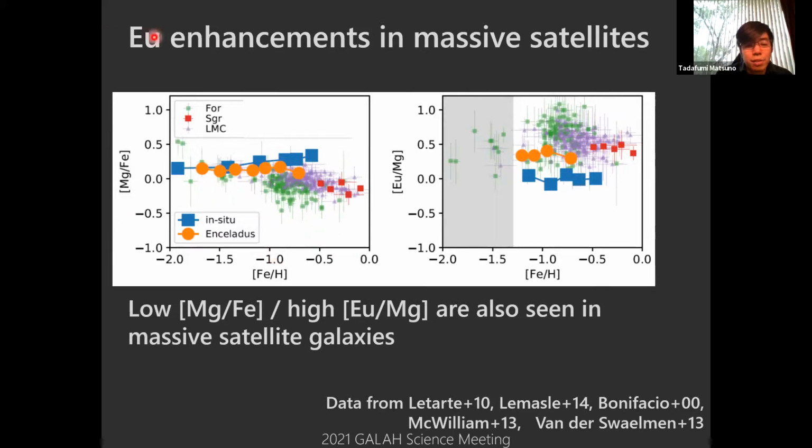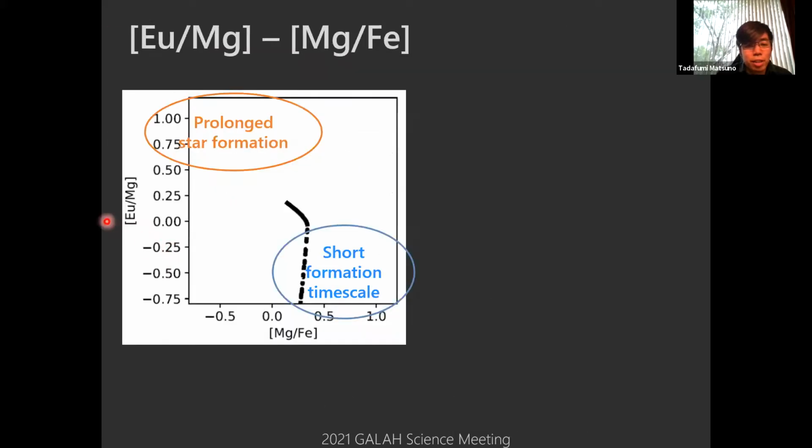So we now put these 5 systems into one figure here: europium over magnesium and magnesium over iron. And this is again the chemical evolution track. If a system had stopped the star formation at early times because of the short star formation timescale, then the system would have a low europium over magnesium and high magnesium over iron. If a system has prolonged star formation, then the europium over magnesium would be high and their magnesium over iron would be low.